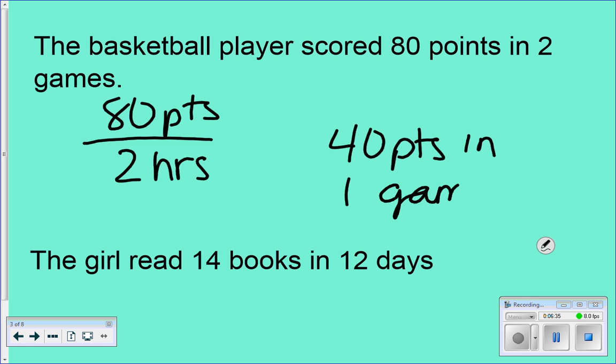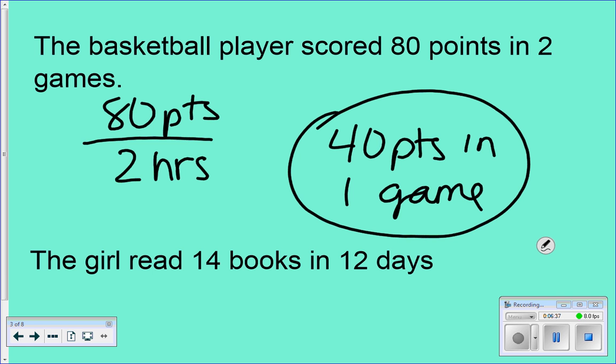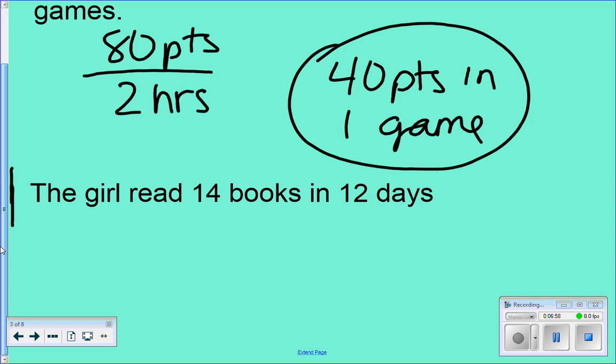Now when you write a unit rate, I really hope you write it like this. Don't just write 40, because I don't know what that means. When you write rates, you say 40 points in 1 game. Okay? So make sure you write your rate out like that. If I go down to this one, the girl read 14 books in 12 days. What's my rate, first of all? Yeah, 14 books in 12 days.